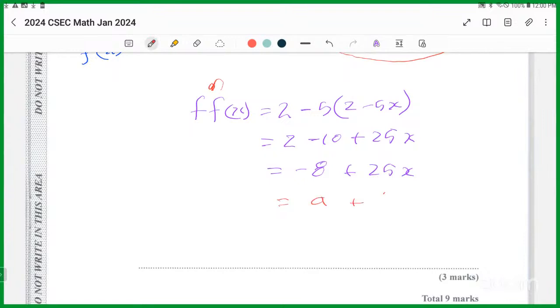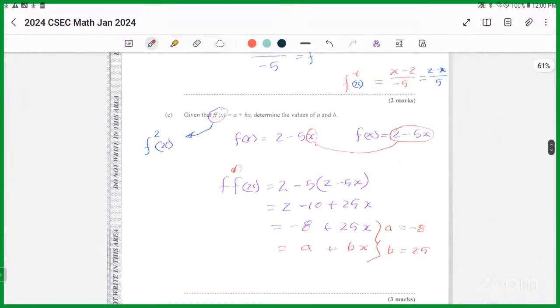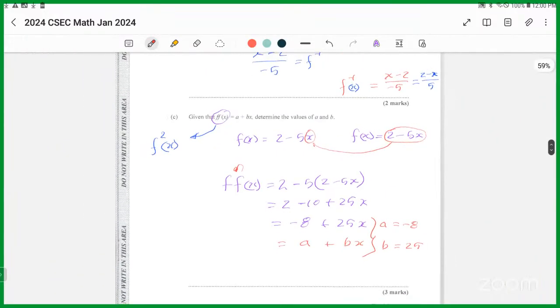So if you compare these, the a is negative 8 and the b is 25. The b is 25. And that ends that question.